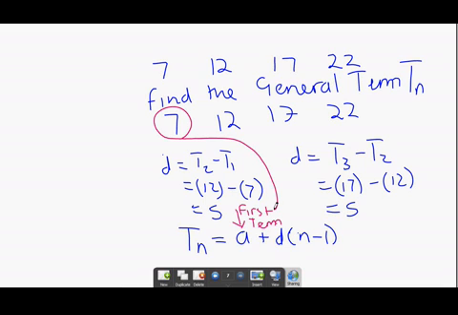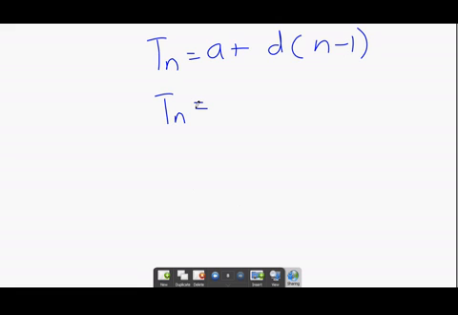What I would advise you to do is to immediately substitute the values of a and d in the formula. So I know that Tn is equal to a plus d (n minus 1), and I know my a, so my Tn is equal to, my a was 7, so I put 7 there. If you want, you can use brackets because we are substituting. And my d, remember we found d as 5, and then we put (n minus 1).